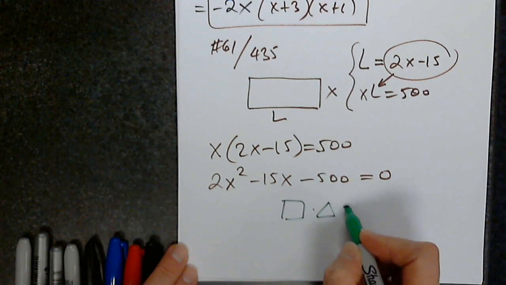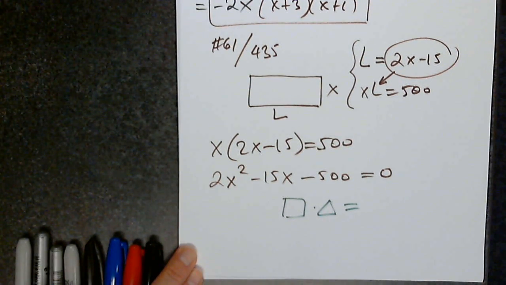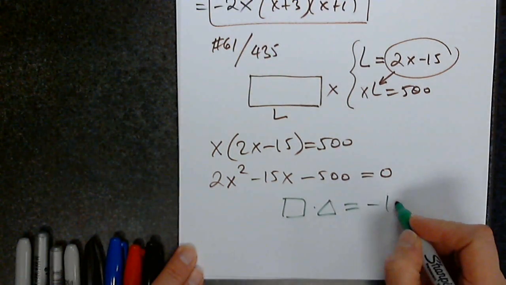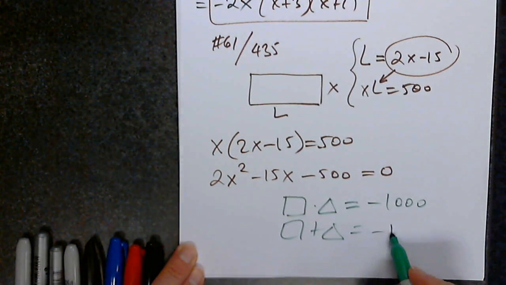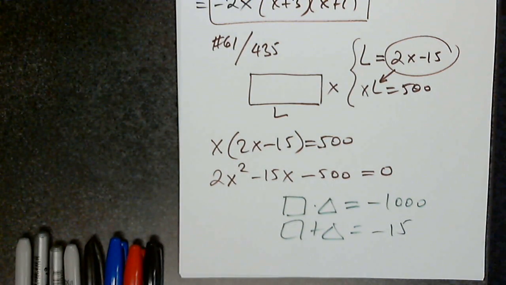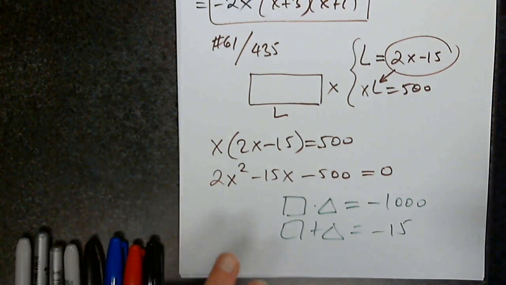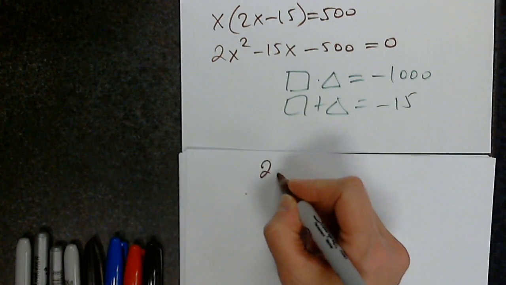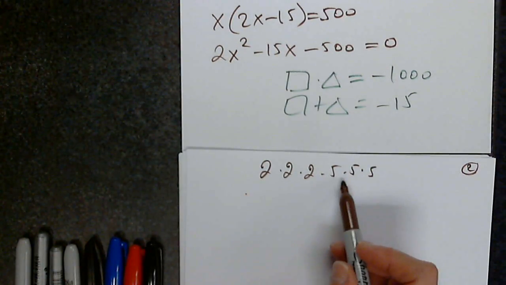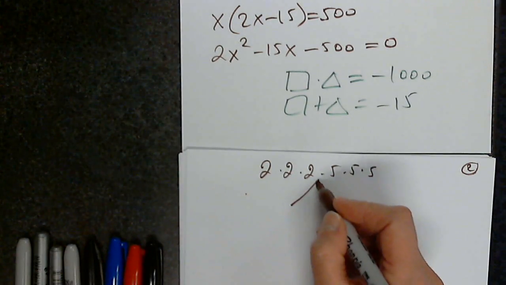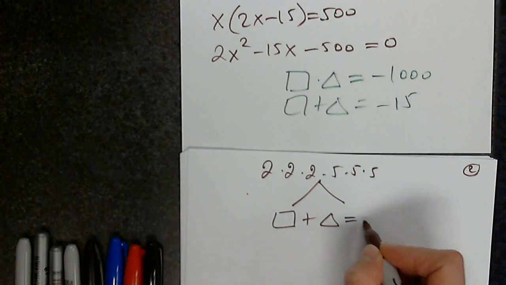So I need to find two numbers whose product is? Yes, but negative. Yes, negative 1,000, and whose sum is? Careful. Negative 15. Well, 1,000 is a big number. But I know it's 10 times 10 times 10, right? Would you agree? Which means 2 times 2 times 2 times 5 times 5 times 5. So I need from here to find two numbers whose sum will be negative 15.